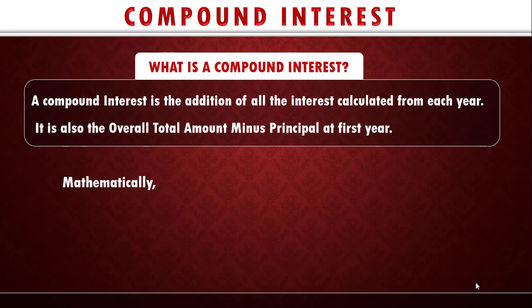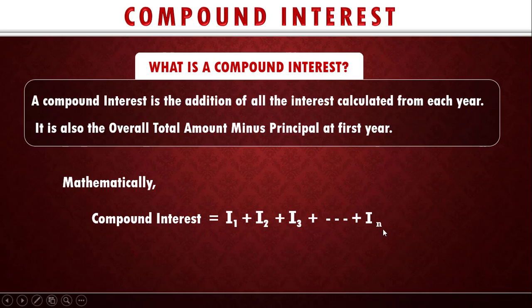Mathematically, we can say that compound interest equals I1 plus I2 plus I3 up to IN. I1 stands for the interest at the first year, and I2 stands for the interest at the second year. I3 stands for the interest at the third year, and IN, the N stands for the number of years. It means if your number of years is, say for instance, 7 years, you're going to calculate the interest from the first year to the 7th year, which gives you I7 there.